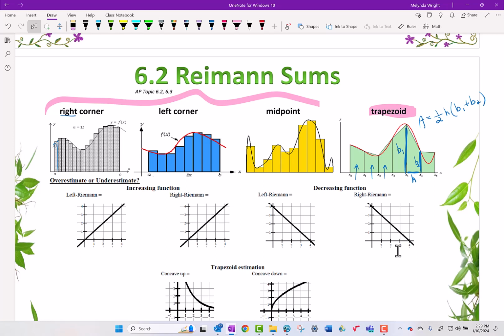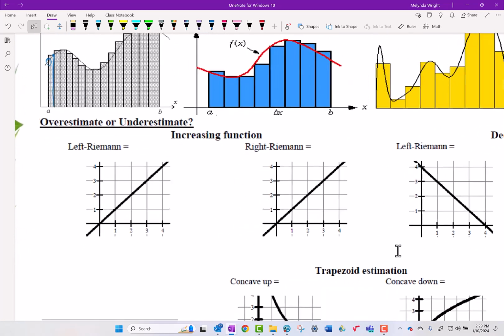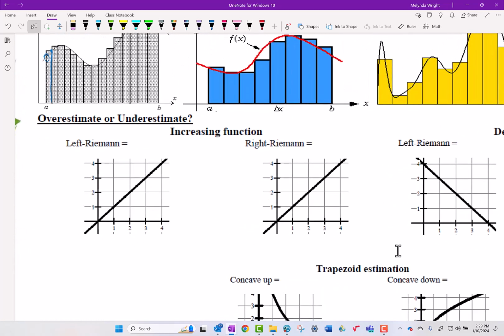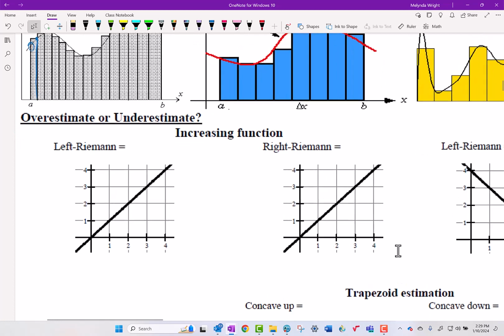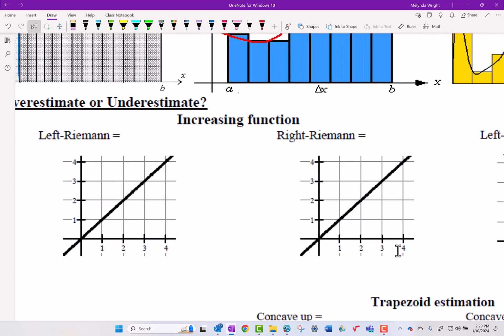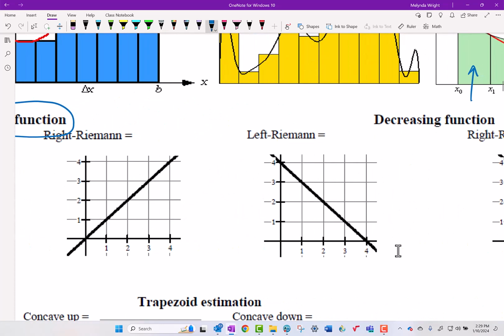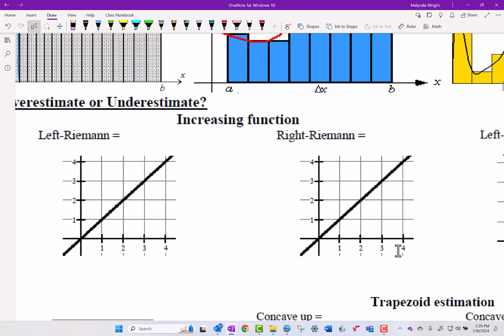Okay, so let's get to a little bit more specifics on these. Many times they will ask us if this particular estimate is an overestimate or an underestimate. That would be a normal question for them. And the way we would tell is by whether the function that we are approximating the area of the curve for is an increasing function or a decreasing function. That's basically what we would need to know. And so let's just investigate that.